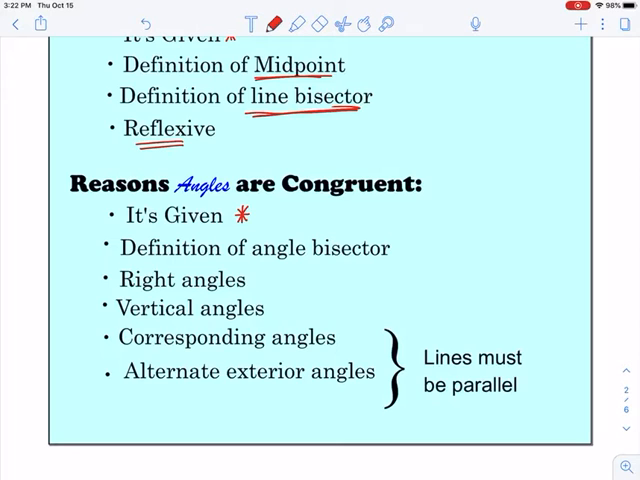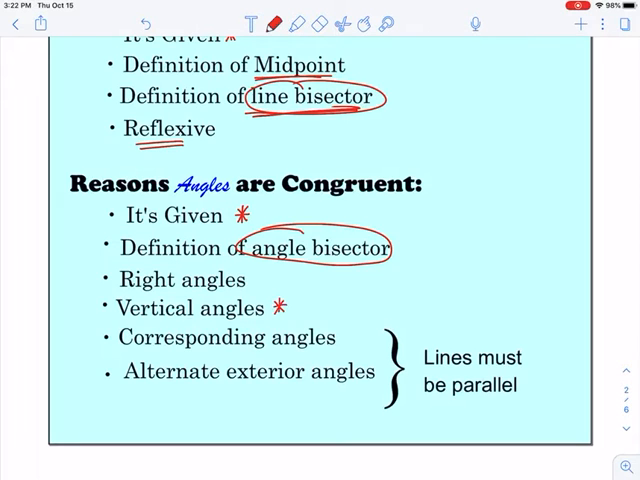And again, like you could with the sides, but this time up here you were given a line bisector. Down here you have to be told it's an angle bisector. If it's an angle bisector, it's going to cut into 2 congruent angles. So you can use definition of an angle bisector inside of a proof. Another reason angles could be congruent is if they're right angles. Again, every single right angle has 90 degrees in it, and that means that all right angles are going to be congruent.